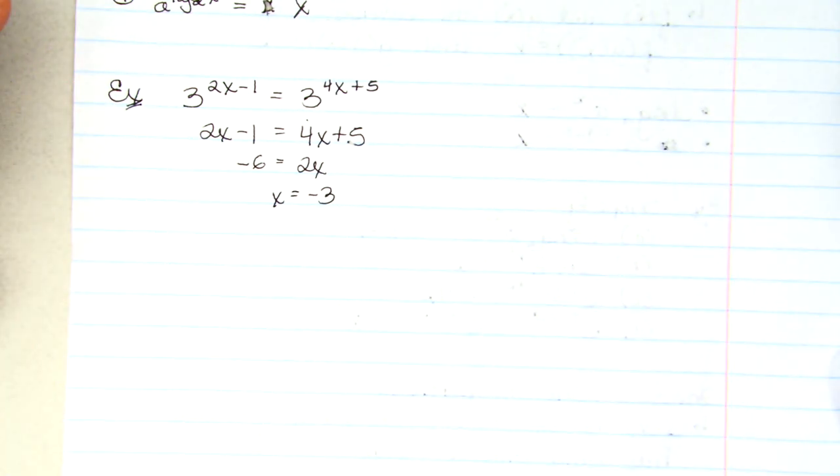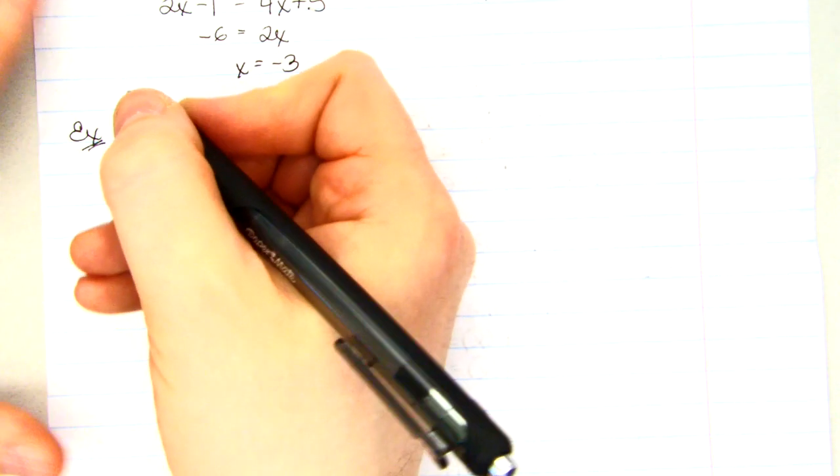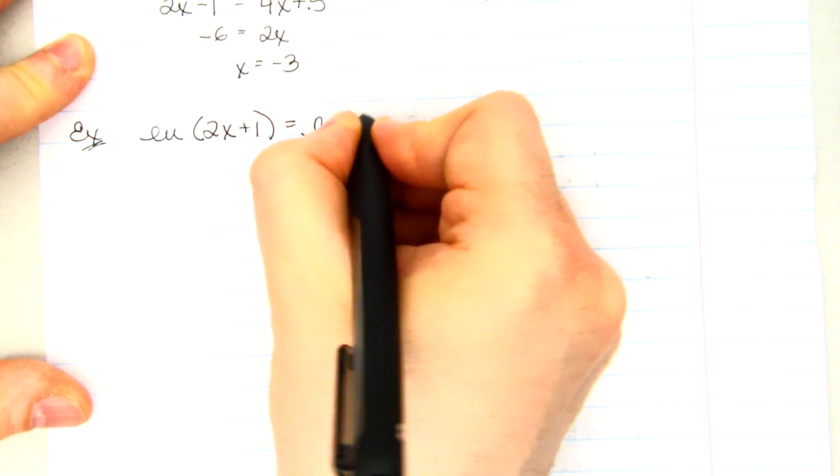-3, I think. That's how we can use our 1 to 1 property for exponential functions. Obviously, they'll get a little bit more involved, but this is the basic idea. Using our 1 to 1 property for logarithms, let's look at the equation natural log of 2x plus 1 equals the natural log of 3.